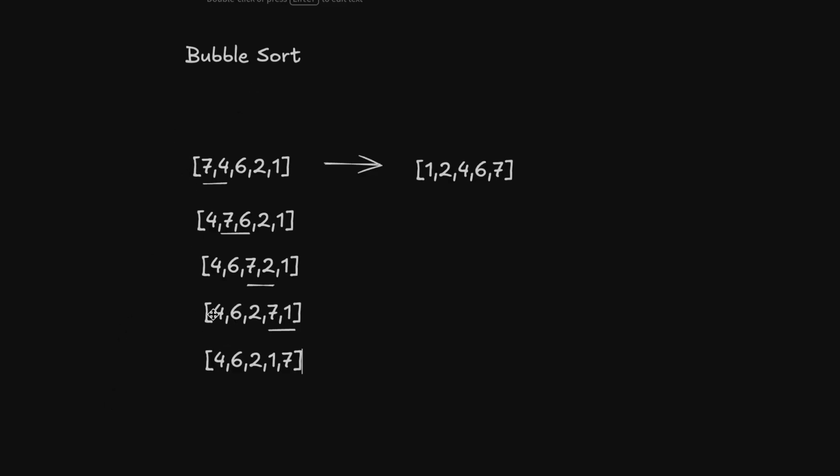So in the first pass what you can see is like the 7 was the biggest element in this array, and that element is sorted here.